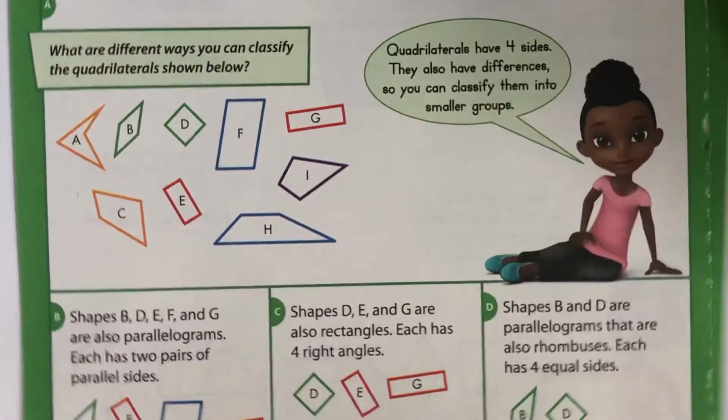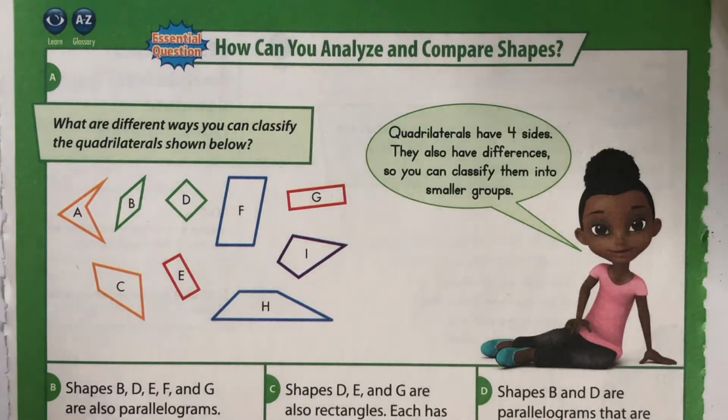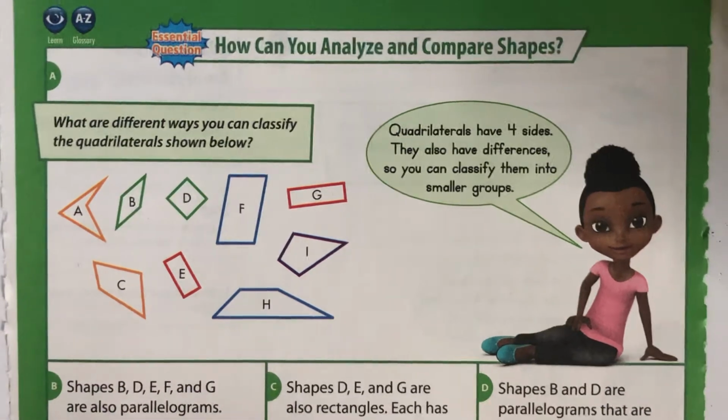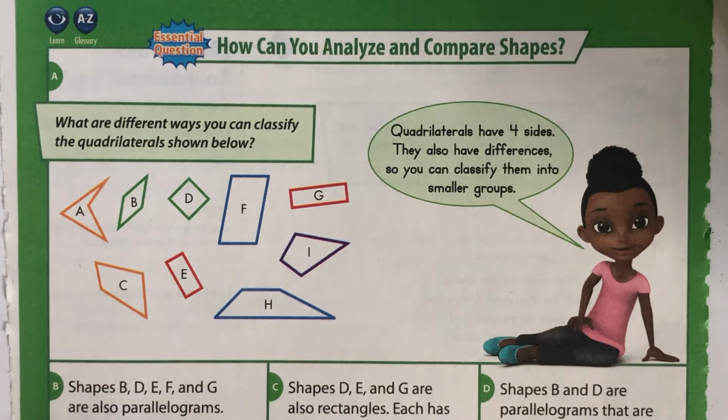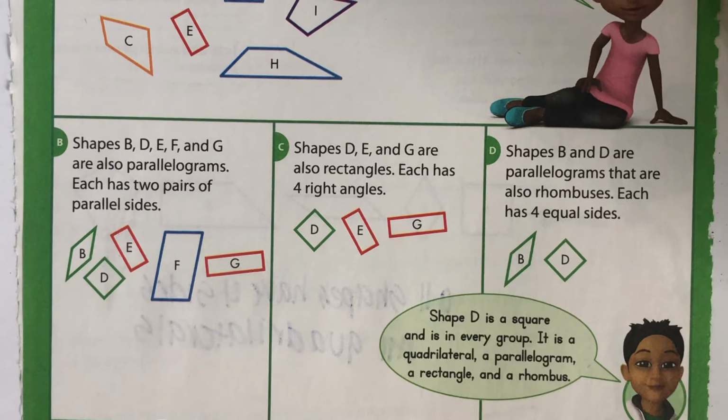On the next slide, we have how can you analyze and compare shapes? What are the different ways you can classify the quadrilaterals shown below? Quadrilaterals have four sides. They also have differences, so you can classify them into smaller groups. Shapes B, D, E, F, and G are also parallelograms. Each has two pairs of parallel sides.